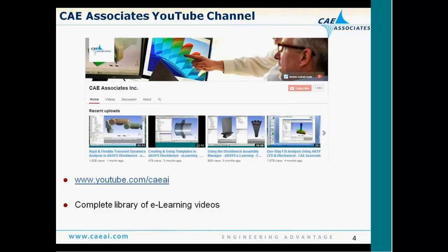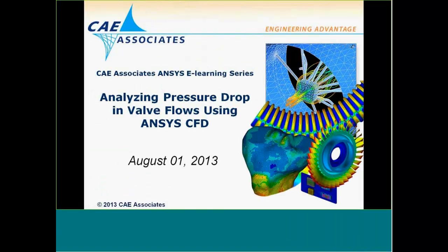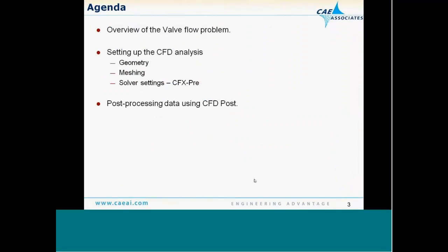youtube.com/CAEAI. I'm going to talk about how to analyze pressure drop in valve flows using ANSYS CFD. Okay, so today's agenda is about trying to solve a valve flow problem. I'm going to give you an overview of a typical valve flow problem, and following that, we're going to set up the CFD analysis for that. We'll look into the details of the geometry requirements, the meshing requirements, and then dig deeper into the solver settings.